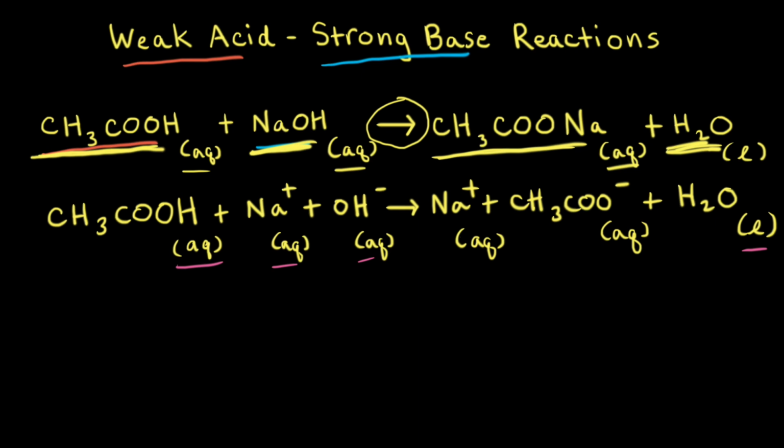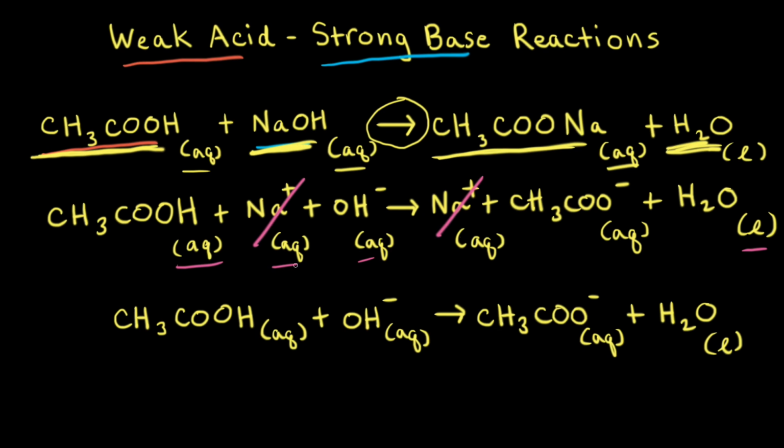Next, we're going to use the complete ionic equation to write the net ionic equation for this weak acid strong base reaction. And to do that, we first need to identify spectator ions. Remember, spectator ions don't participate in the reaction. So looking at the complete ionic equation, there are sodium cations on the left and sodium cations on the right, so we can cross out the sodium cation. That's our spectator ion. After we take out the sodium cation, what's left over is our net ionic equation. So for our net ionic equation, we have acetic acid plus hydroxide anion forms the acetate anion and water.